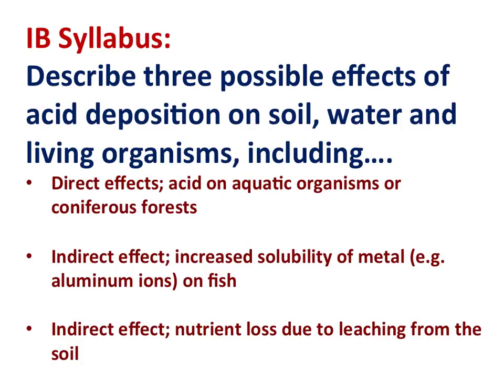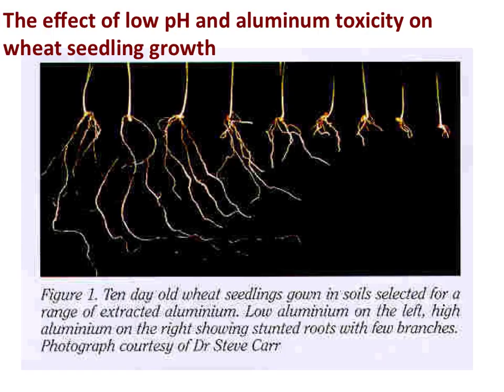Now let's look at the indirect effects of acid deposition, including changes in metal solubility, increased solubility of metals that are toxic to living organisms once they are dissolved in solution. This photograph shows the effects of aluminum ions on wheat seedling growth.